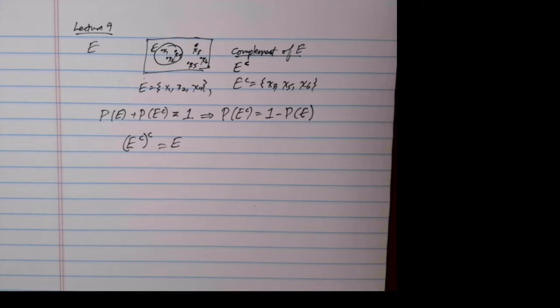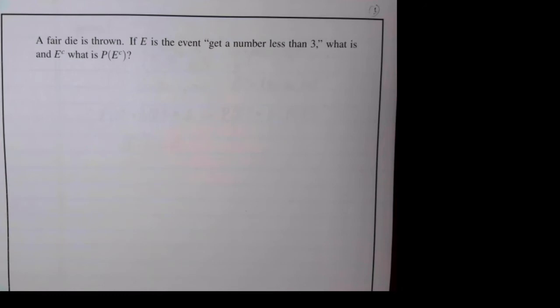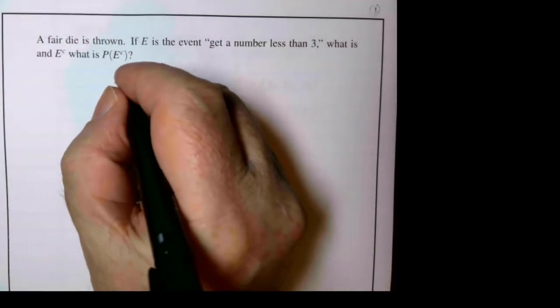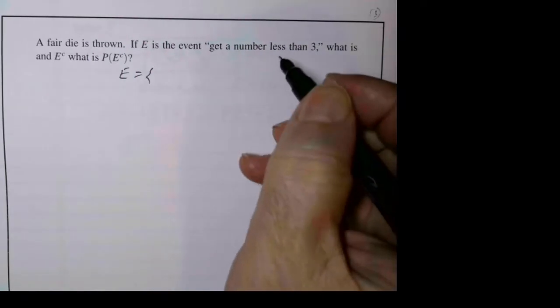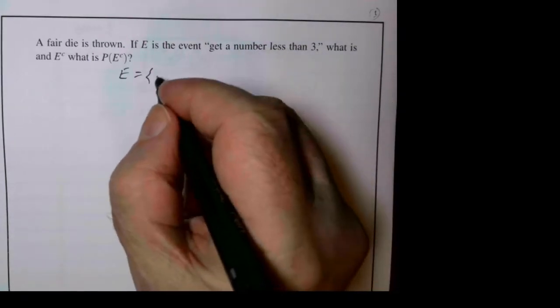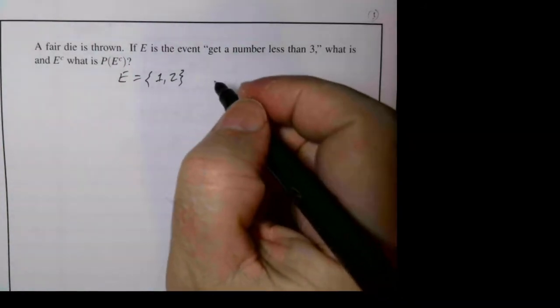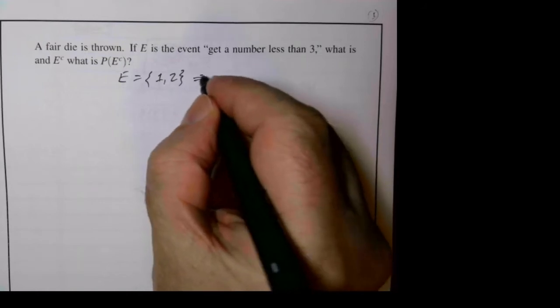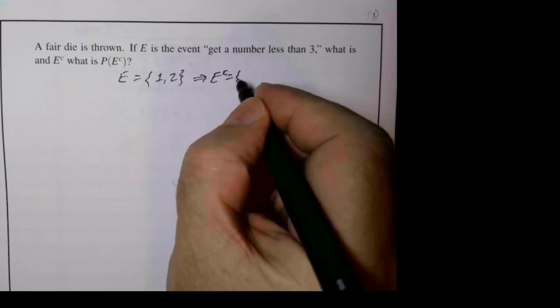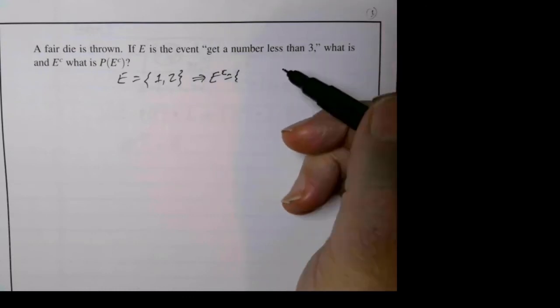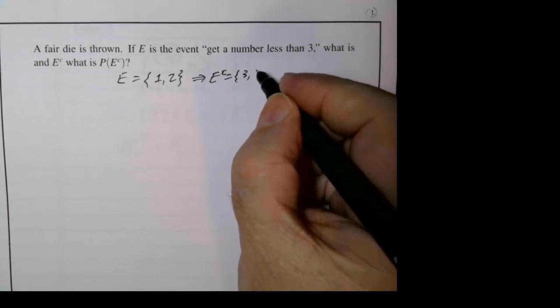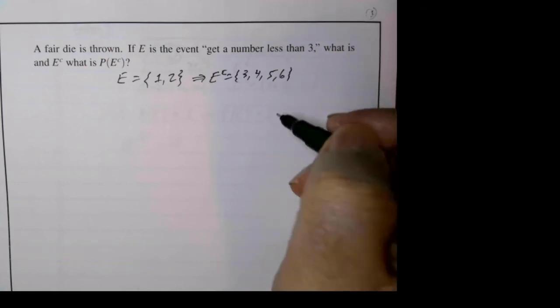Okay, let's see a little example here. A fair die is thrown. If E is the event you get a number less than 3, what is E complement? What is the probability of E complement? Well, first of all, let's write out what E is in terms of outcomes. E is the event you get a number less than 3, so that is you get a 1 or a 2. We're assuming a 6-sided die here with the normal numbering and everything. And so E complement is just an event, a subset of the sample space that contains all the outcomes not in E. So this would contain 3, 4, 5, and 6.